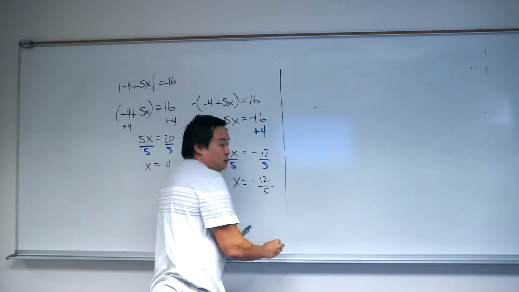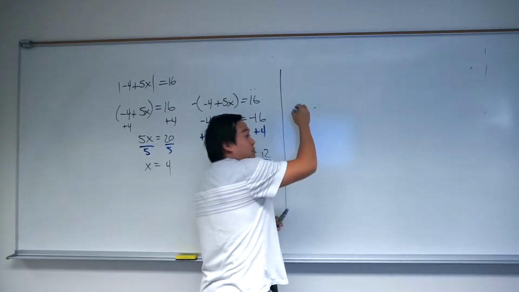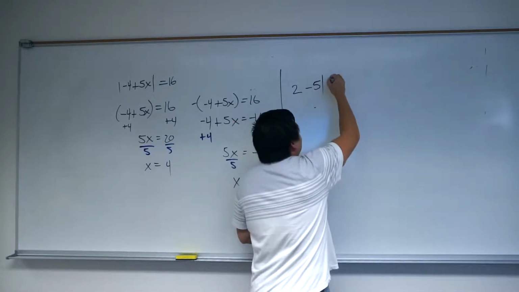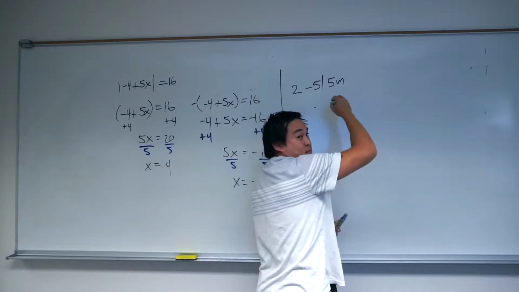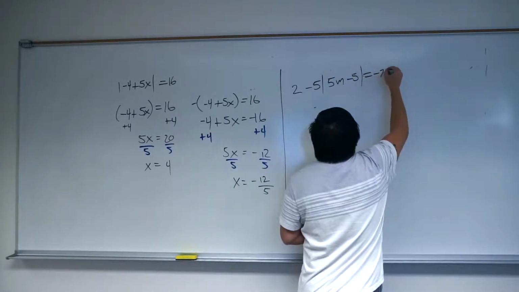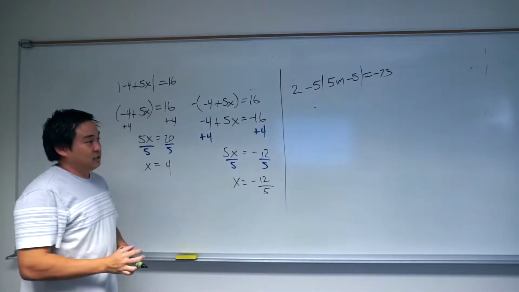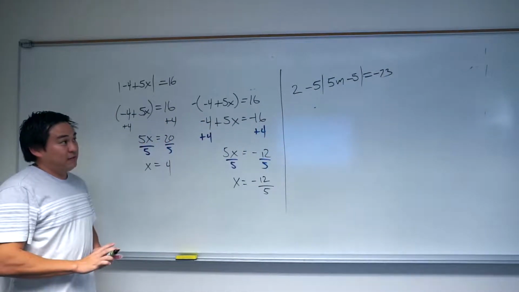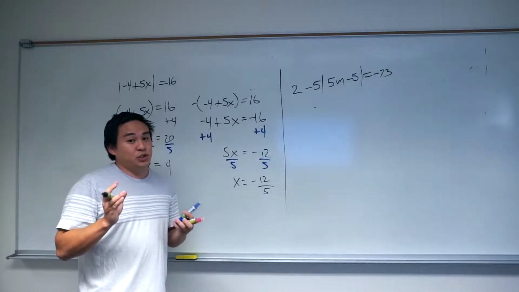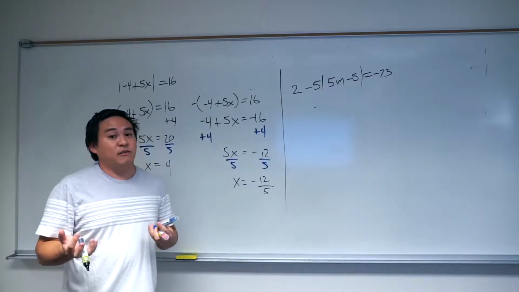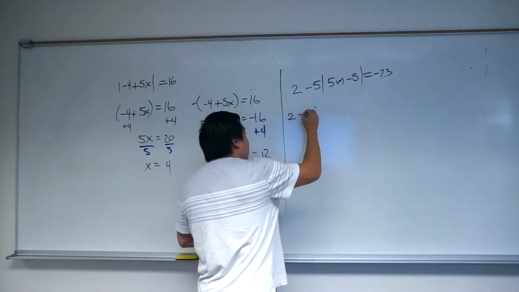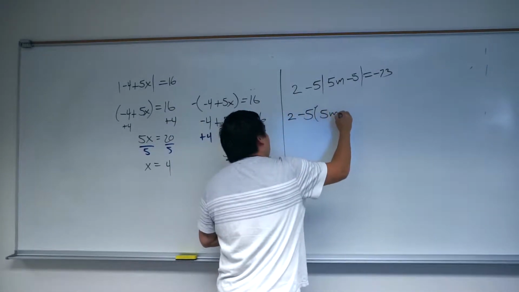Another example, which is going to be 2 minus 5 times the absolute value of 5m minus 5 is equal to negative 73. So what I want to do in this example is I'm going to show you that you actually don't need to solve for the absolute value first. If you want to, you can. But remember, replace it with parentheses.